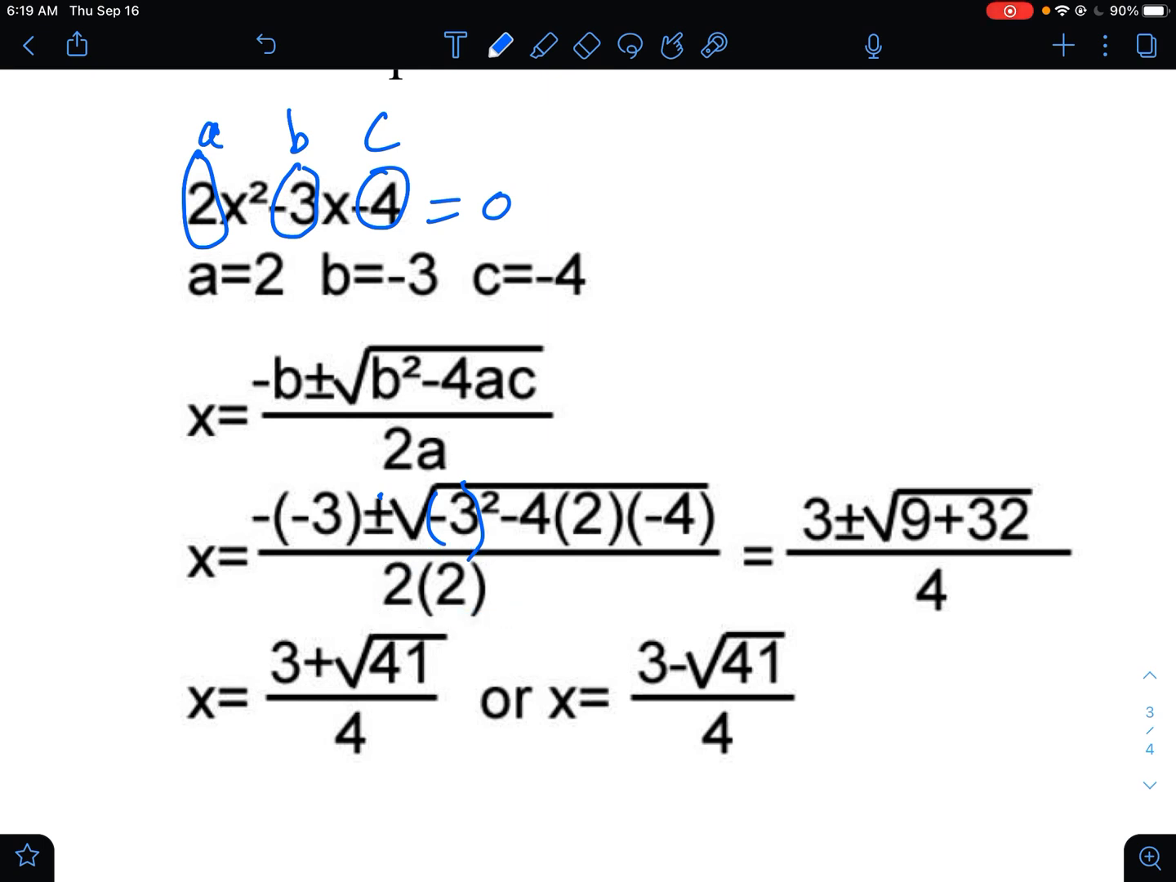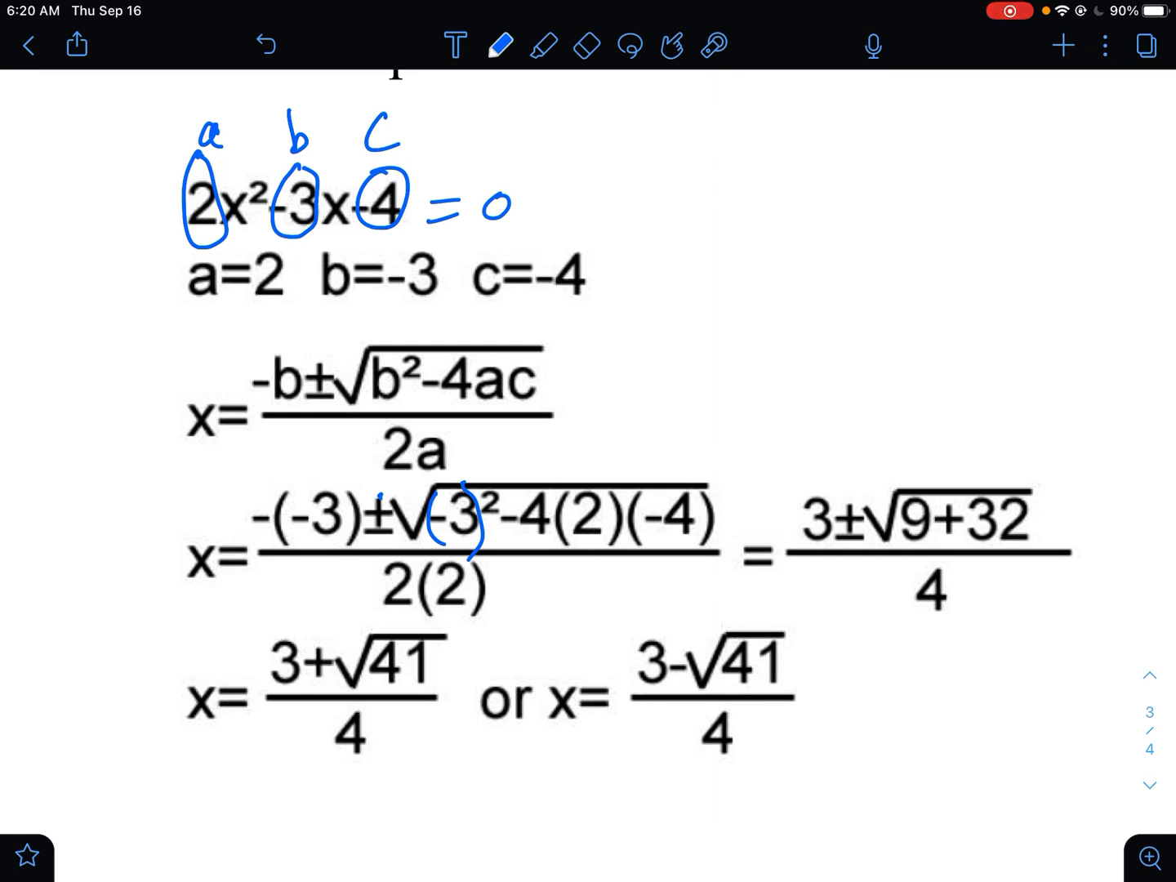And so the next step here is just simplifying that down. The 3 became positive because it was negative of negative 3. Negative 3 squared became 9. And then minus 4 times 2 times negative 4. 4 times 2 is 8, times negative 4 is negative 32, but you're subtracting it. So it's subtract negative 32, which turns into plus 32. And then the inside part, 9 plus 32, comes out to be 41.